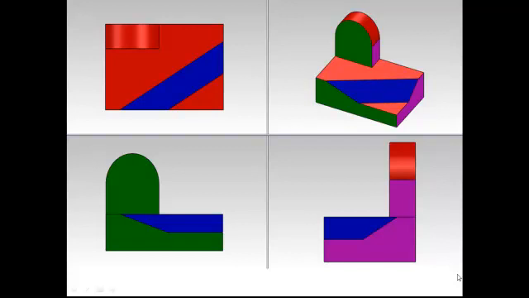Here is the object we are asked to draw. We are asked to find the true inclination between the blue and the red surface. What we can also see here is the plan, elevation, and end view. And just to give an overall view of the object is the isometric view.